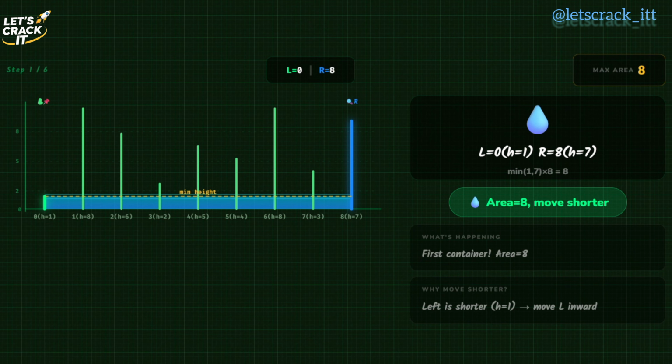Let's understand this through an example. Given is this array. We start with 2 pointers, left at index 0, height equal to 1, right at index 8, height equal to 7. Now calculate the area. Height will be the minimum of 1 and 7, which is 1. Width is equal to 8 minus 0 is equal to 8. Area is equal to 1 into 8 equal to 8. So max area till now is 8.